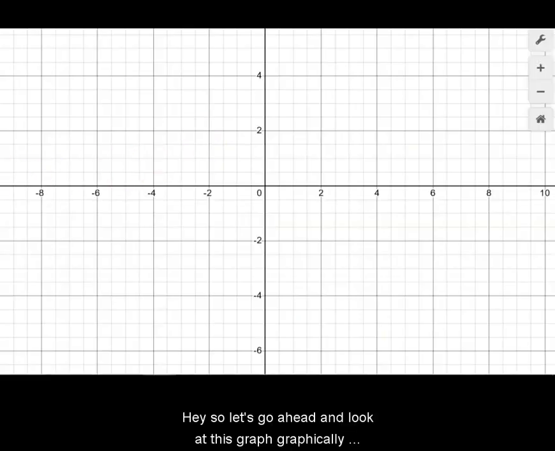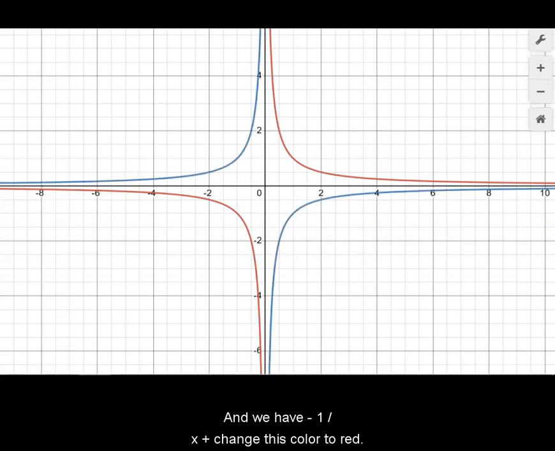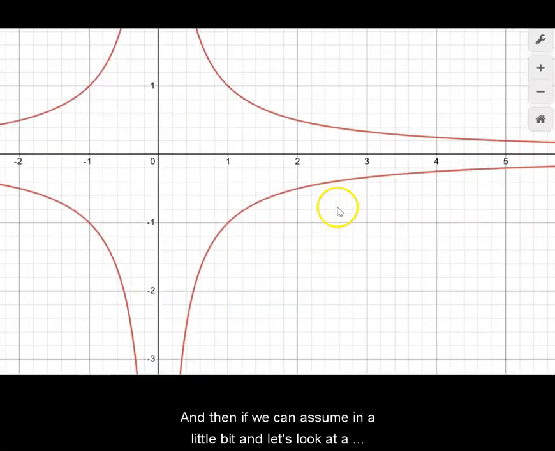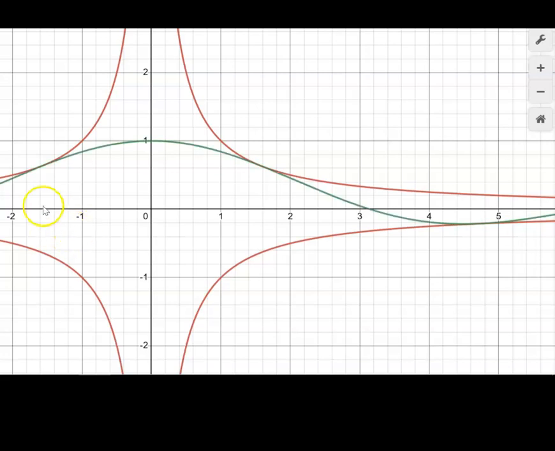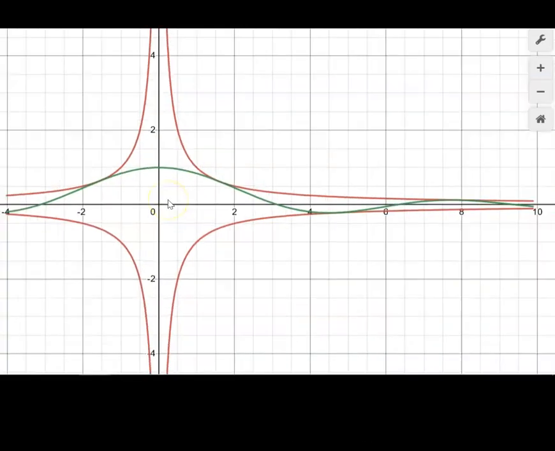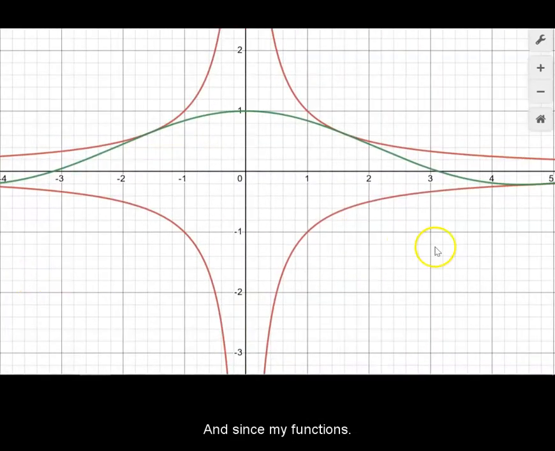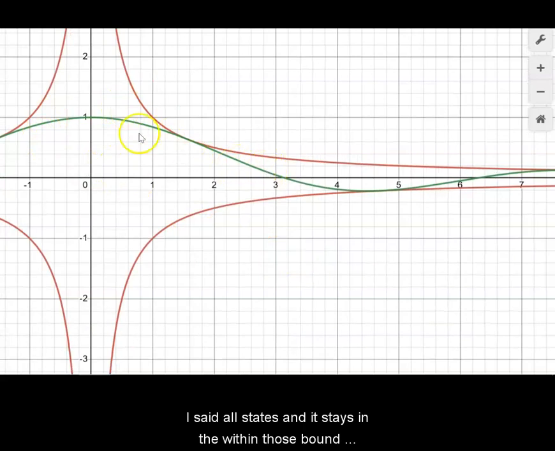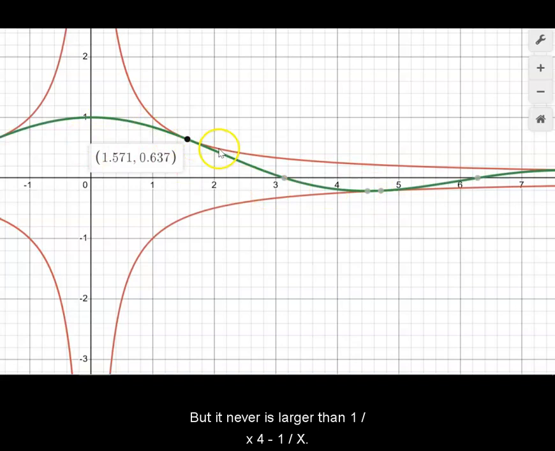Okay, so let's go ahead and look at this graphically. So we have 1 over x and we have negative 1 over x. Let's change this color to red. Then if we zoom in a little bit and look at our function sine of x over x, we can see here that it's bounded in between those functions. It oscillates and stays within those bounds. Sometimes it's equal, and that's fine, but it never is larger than 1 over x or negative 1 over x.